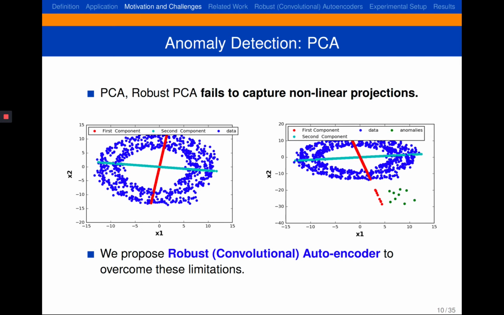To overcome this limitation of PCA, a robust version of PCA was proposed and shown to perform well, but the robust version of PCA fails to capture the nonlinear projections within the data. If the data is highly nonlinear, PCA as well as robust PCA fail to learn the nonlinear structure present within the data. Hence we propose a robust autoencoder, and if we are dealing with images, we can adapt it to convolution based autoencoder approaches. That is the primary focus of our discussion in this section.